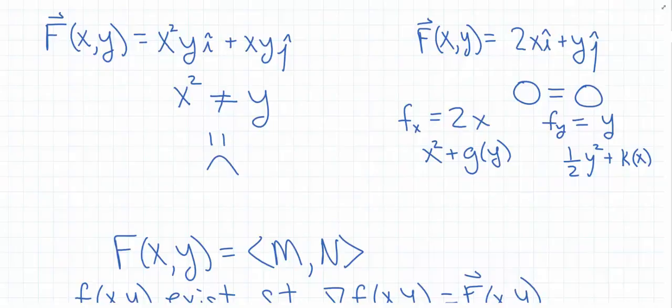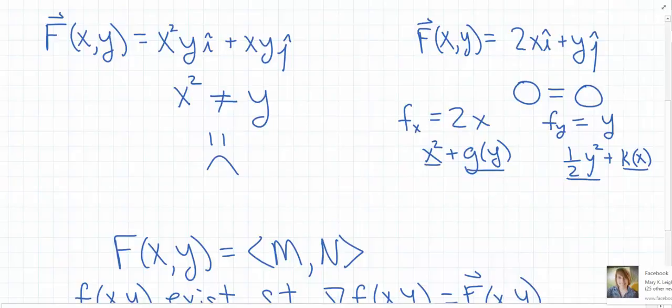Okay, so we kind of put these together. We have a function with respect to x here, and a function with respect to y. So let me just put these together, and I get x squared plus 1/2 y squared. Now let's see if this is the function that we're looking for.